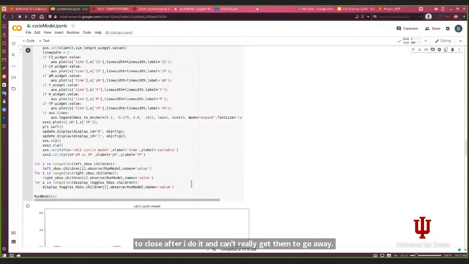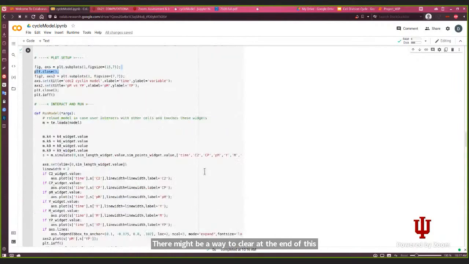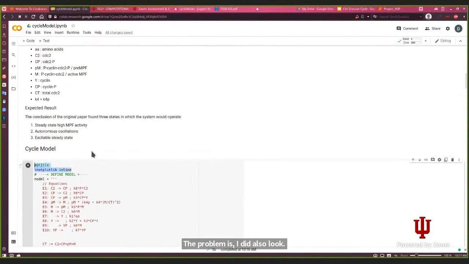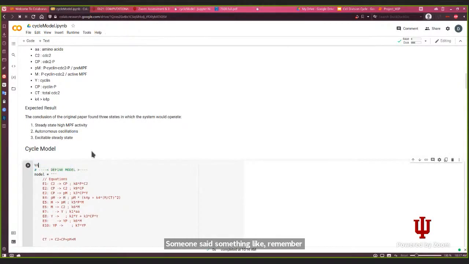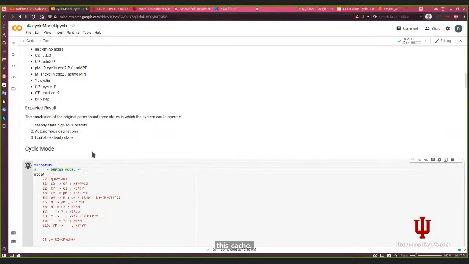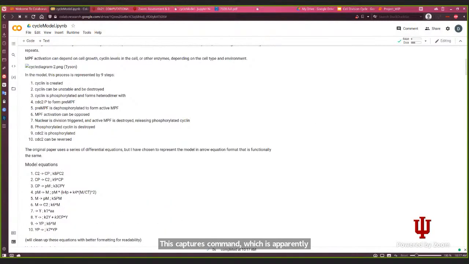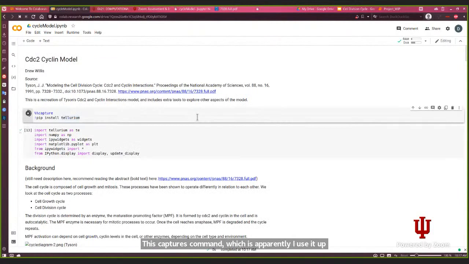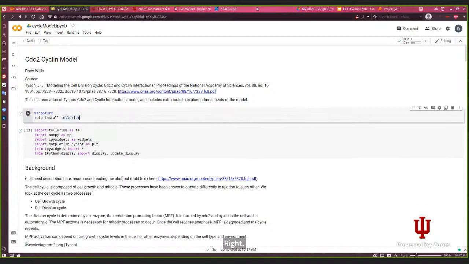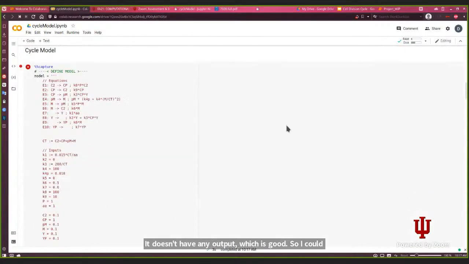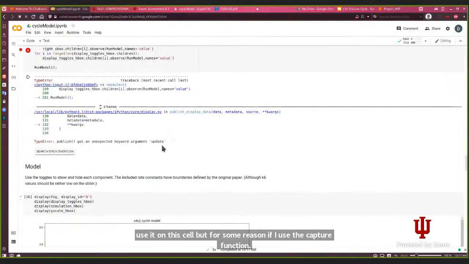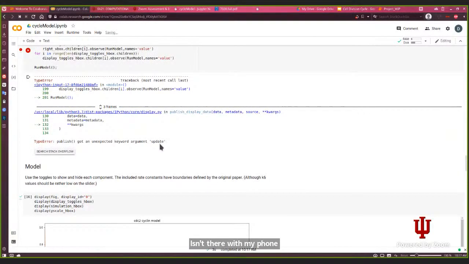There might be a way to clear at the end of a cell. The problem is I did also look up solutions. Someone said something about this capture command, which I use up here. If I do this pip install command with capture, it doesn't have any output, which is good. So I could use it on this cell, but for some reason, whenever I use the capture function, there is an error with my function, and I don't know what that is.